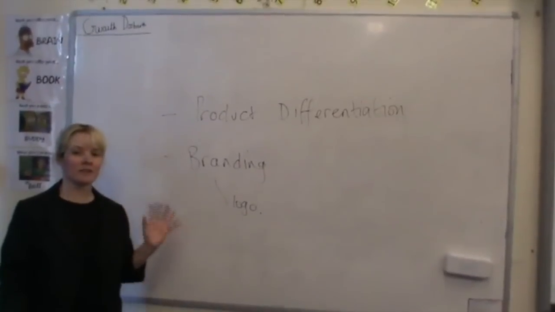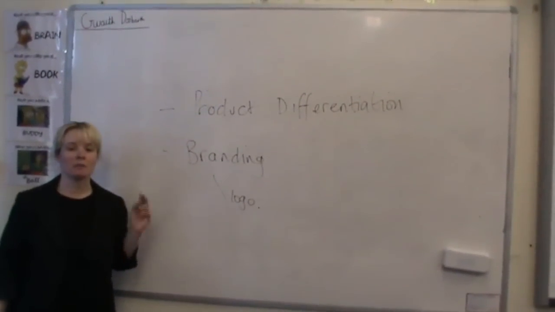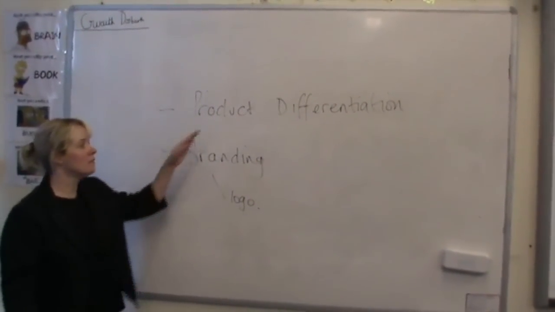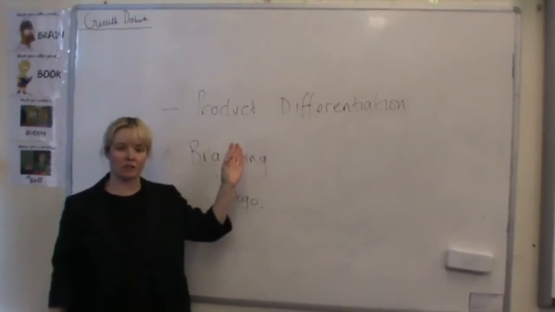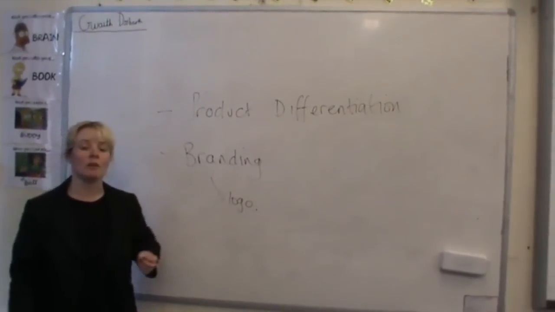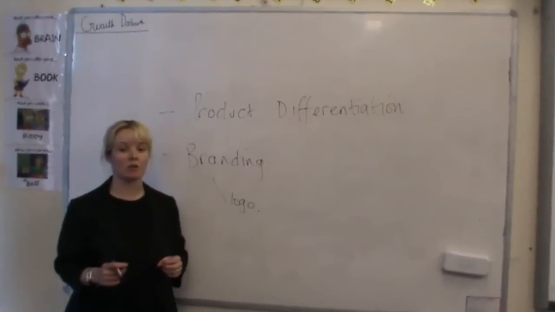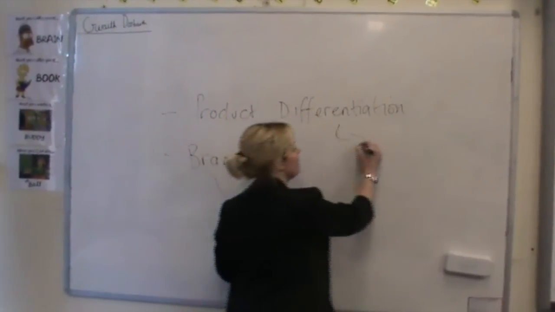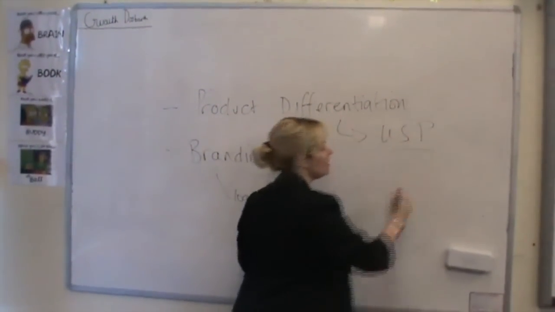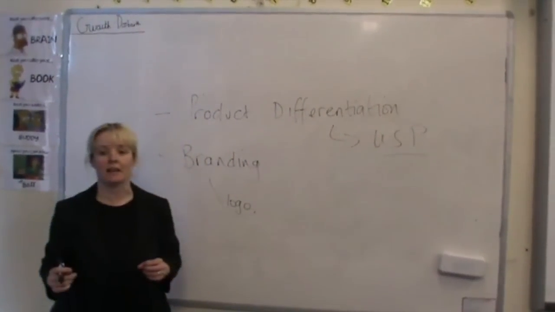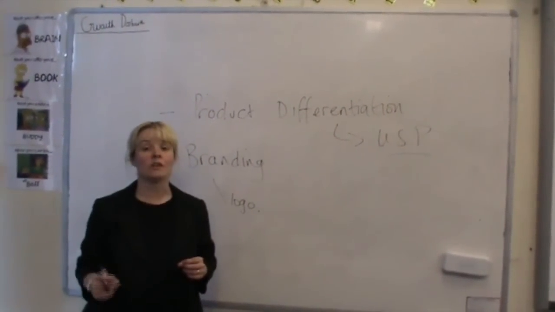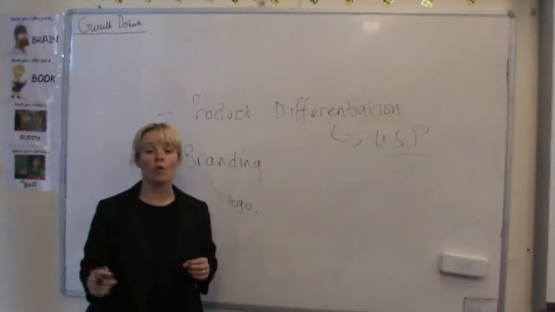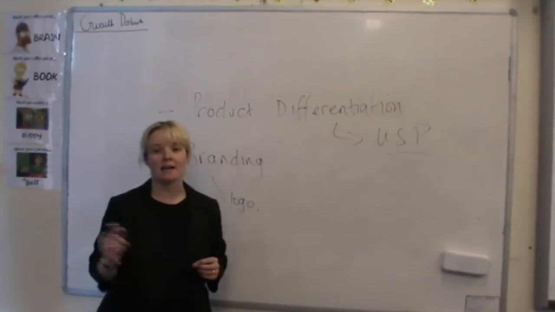Okay, before I move on to the next P, there are just two terms I want to make sure that you are familiar with. The first one is product differentiation. This is what a business will do to aim to make its product stand out from the competition. It needs to make its product different from the competition. It will try and give itself a USP. That stands for unique selling point. And if it's got one of those, the customer has a reason to always buy that product and not the competition.